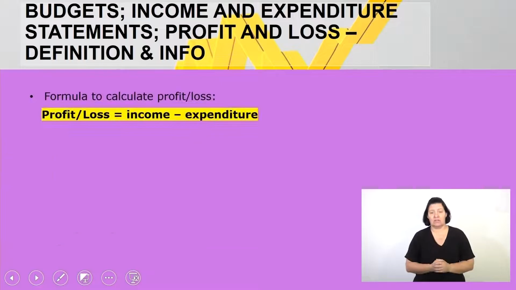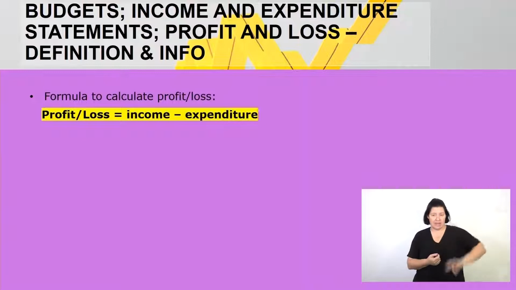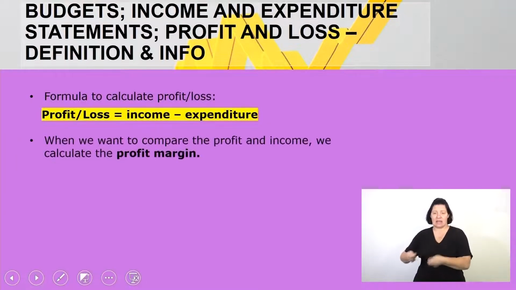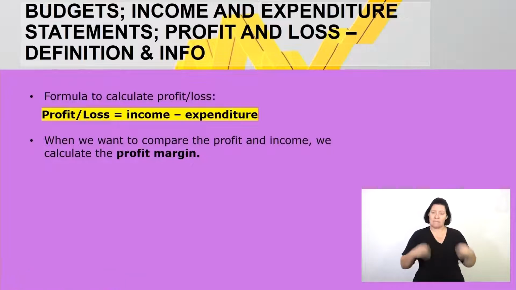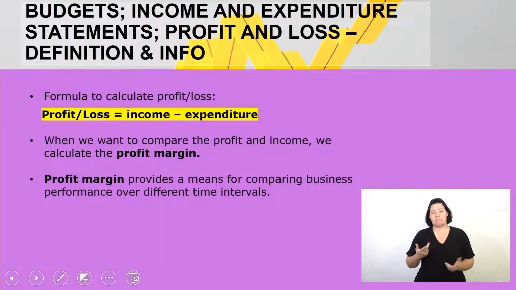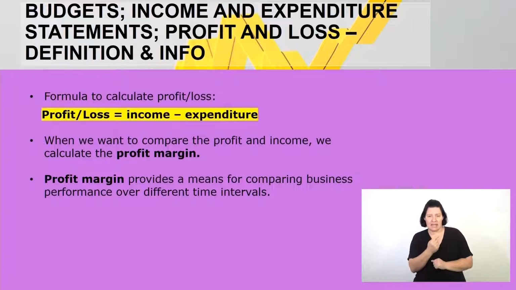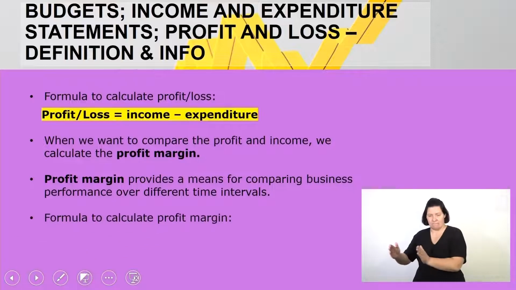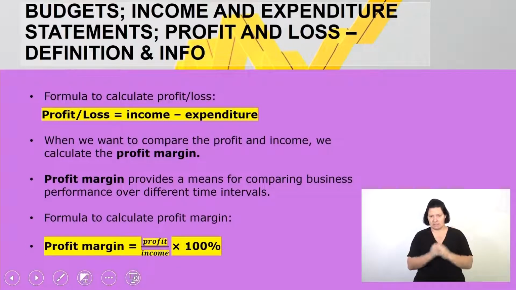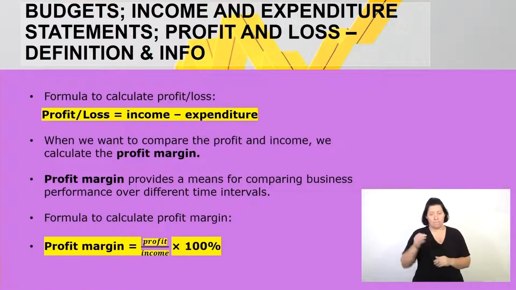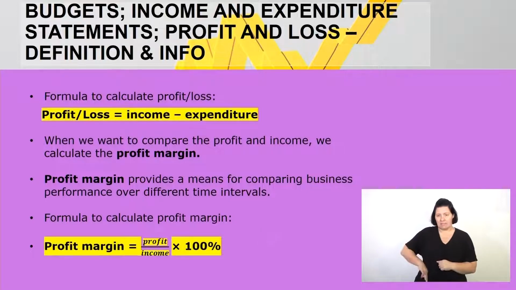The formula to calculate your profit or your loss is income minus all your expenditure. Also important, when a business wants to compare the profit and income, we calculate the profit margin. A profit margin basically provides a means for comparing business performance over different time intervals. And there's a formula we can use to calculate the profit margin. We take the profit divided by the income multiplied by 100.